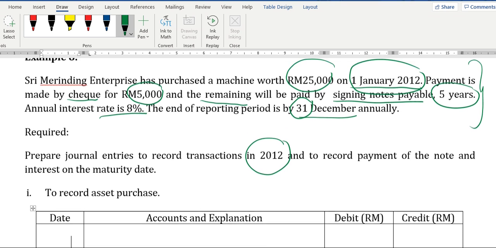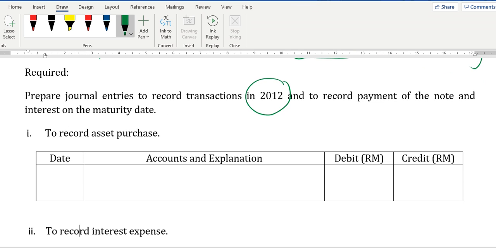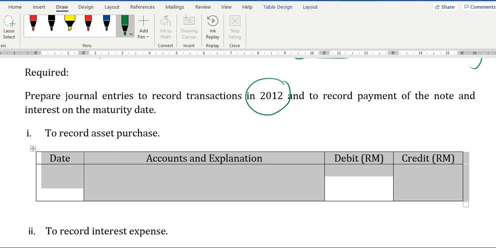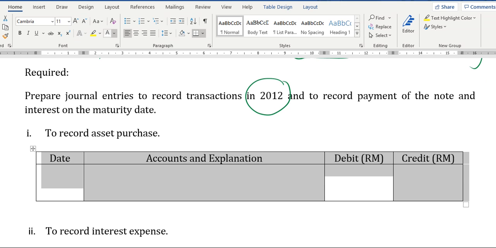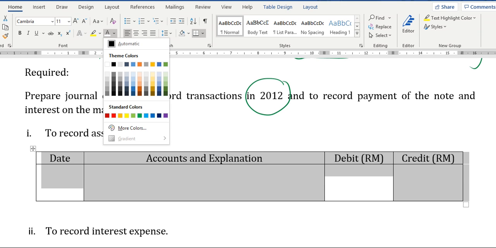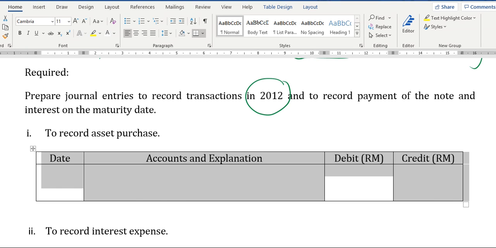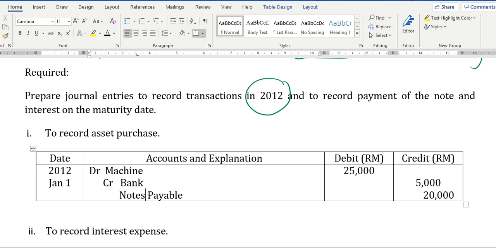So how do I record the purchase of the asset? The first thing I need to do is debit the machine, because that's a purchase of a machine, and the payment for this machine is made by issuing a notes payable with the amount of 20,000 and paying by check with the amount of 5,000 ringgit. So this is to purchase an asset and to issue a notes payable. This will be the first entry in 2012.